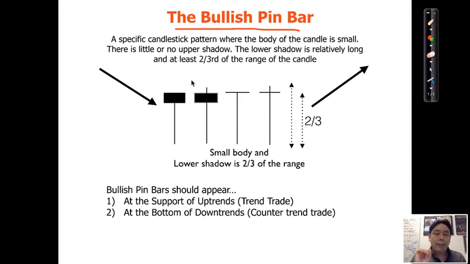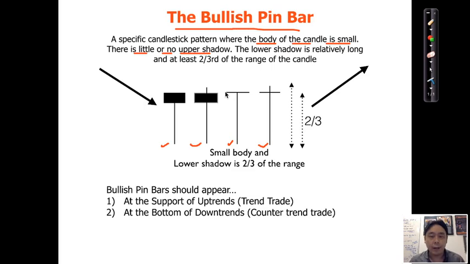Now, for this specific candlestick pattern, there are a few conditions that must be met, okay? First, the body of the candle has to be small, right? Just like a pin has a small body, so does this candlestick pattern, right? Next, there's little or no upper shadow, right? So notice that these four candlesticks are all bullish pin bars, right? So 1, 2, 3, 4, they all qualify. Now you can see that all four of them have small candle bodies, right? Small bodies, as opposed to the ones with the big candle bodies. These are very small candle bodies.